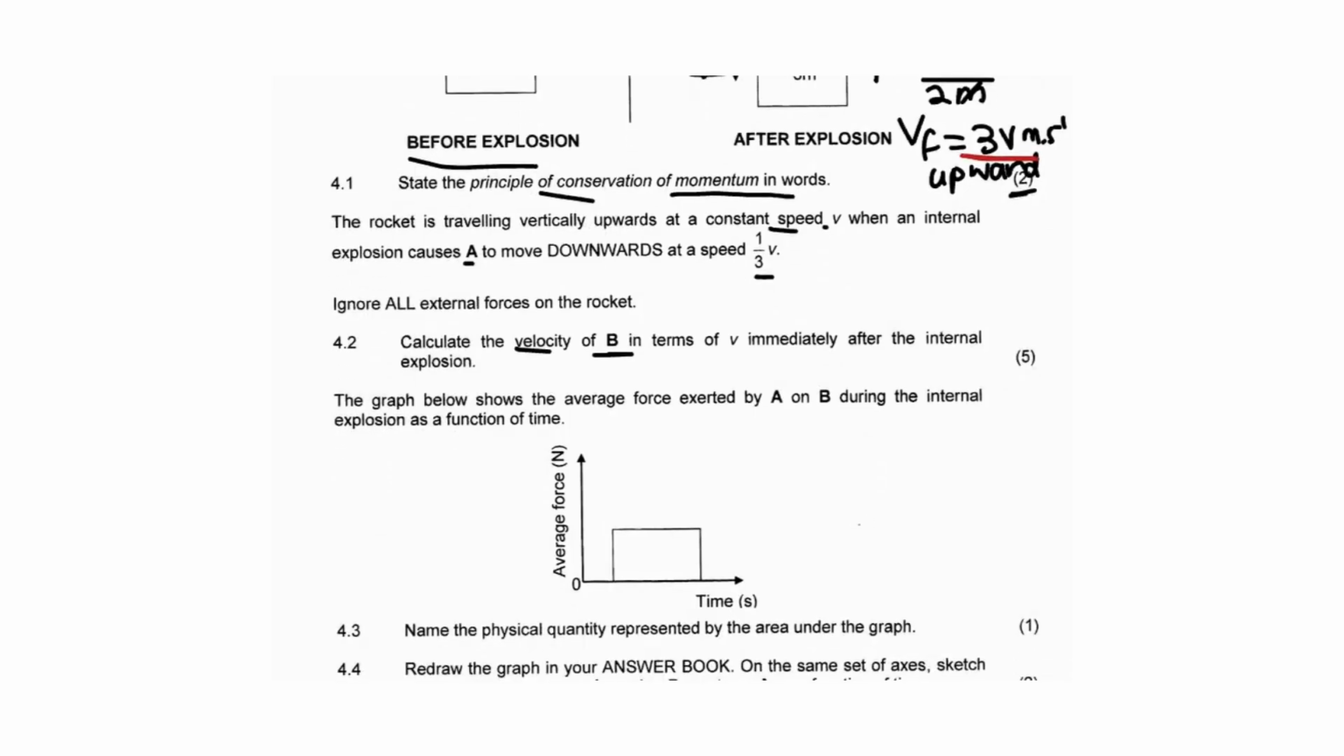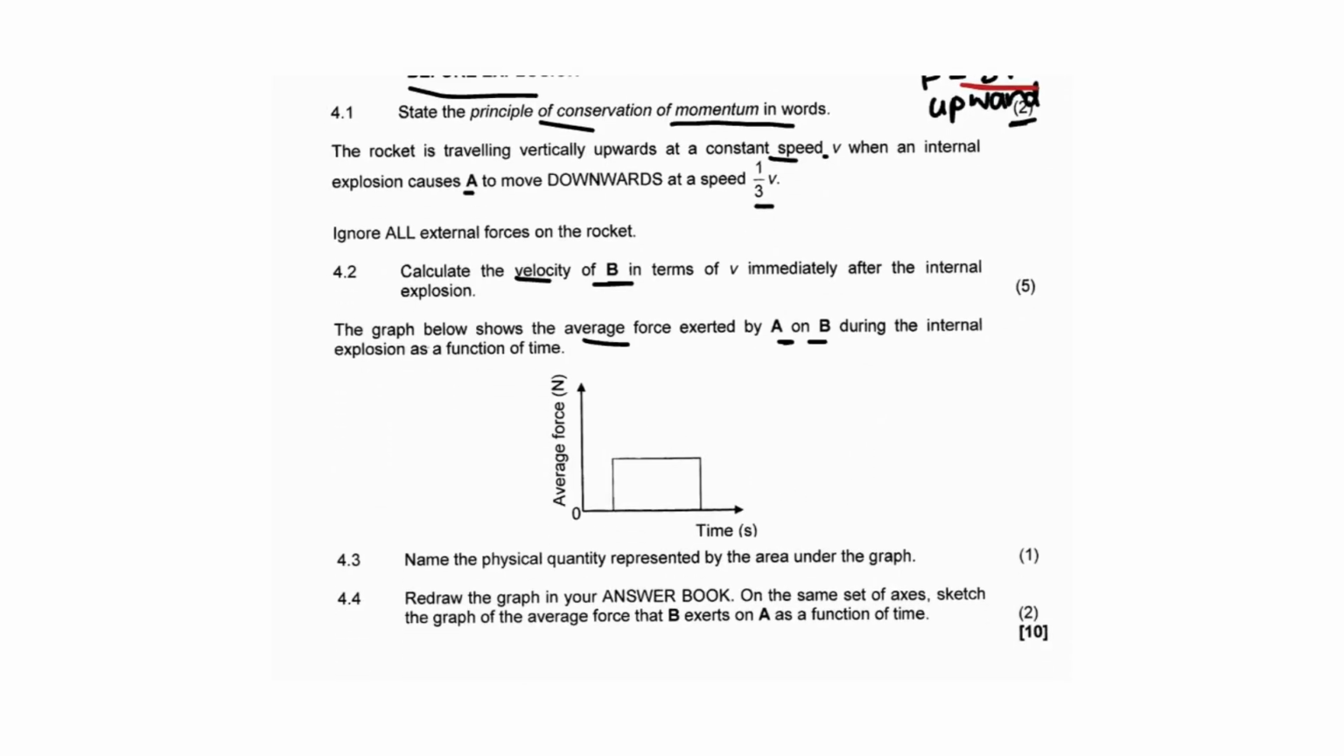And then question 4.3, it's based on the graphs. The graph below shows the average force exerted by A on B during the internal explosion as a function of time. So we know, guys, always if you get a graph of force and time, it always represents impulse all the time, because we say impulse is what? It's F net times the time. So you must know every time when you are looking at a graph of force and time, you are looking at an impulse graph, which is going to help us answer 4.3.